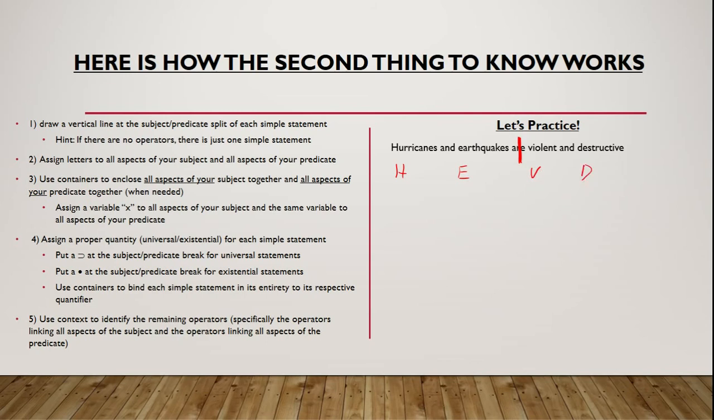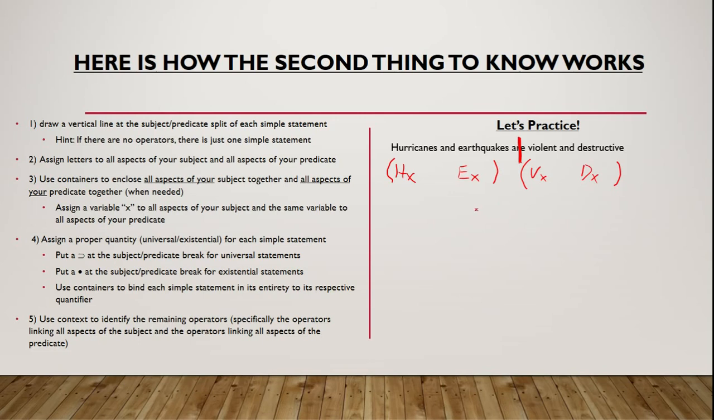Then we're going to use containers to enclose all aspects of our subject and all aspects of our predicate together. So we're enclosing H and E for hurricanes and earthquakes. That's our subject. And then we're going to enclose violent and destructive together because that's our predicate. Assign a variable X to all aspects of your subject and the same variable to all aspects of your predicate. So we're going to go X for hurricane, X for earthquake, X for violent, X for destructive. This is a really depressing translation we're doing.